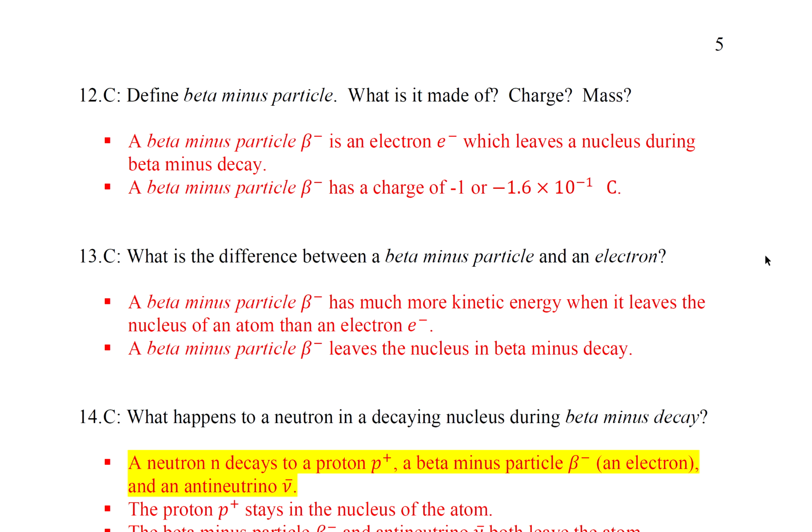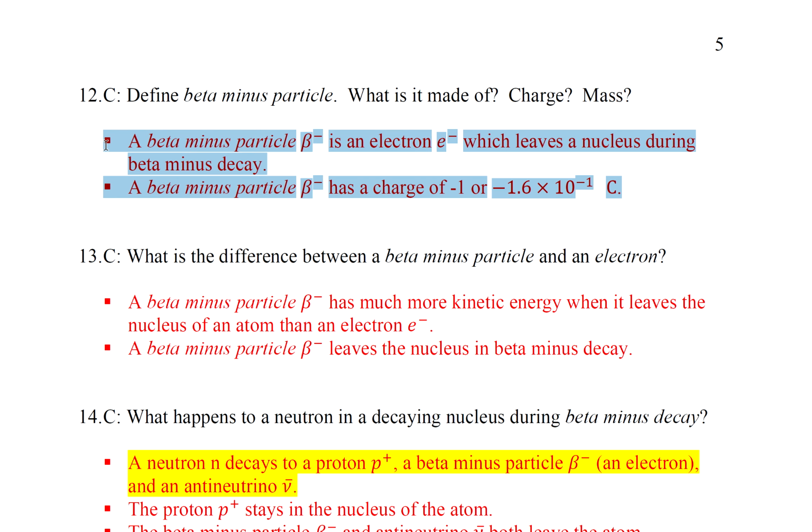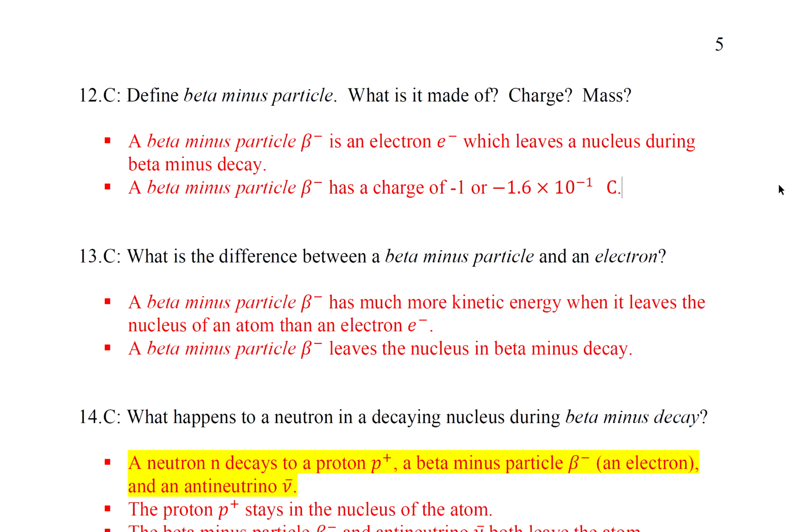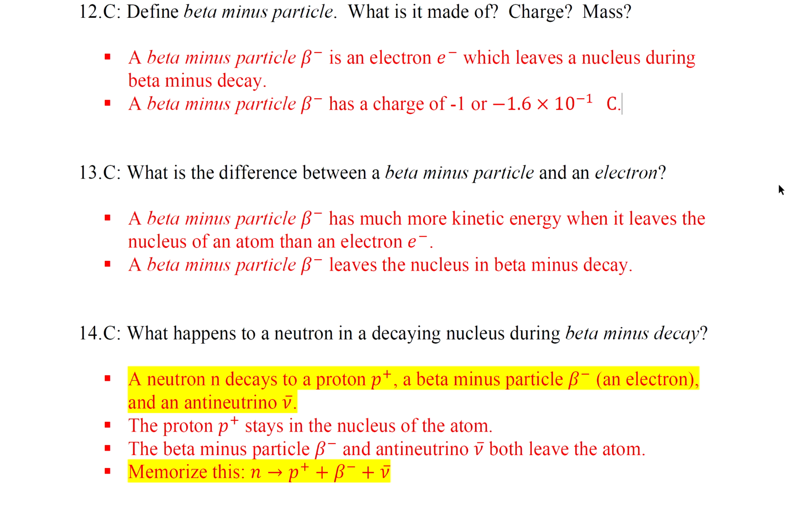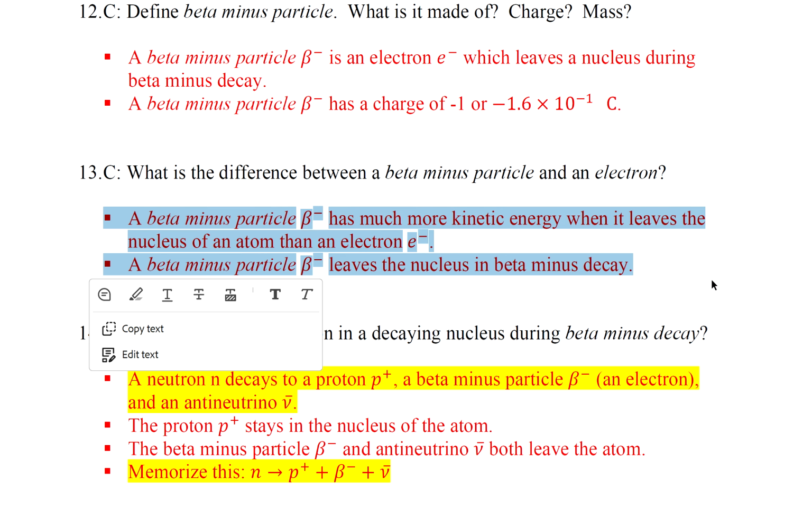Question 12, define beta minus particle. What is it made of? Charge, mass. This is a beta minus particle. Question 13, what is the difference between a beta minus particle and an electron? It's this over here.